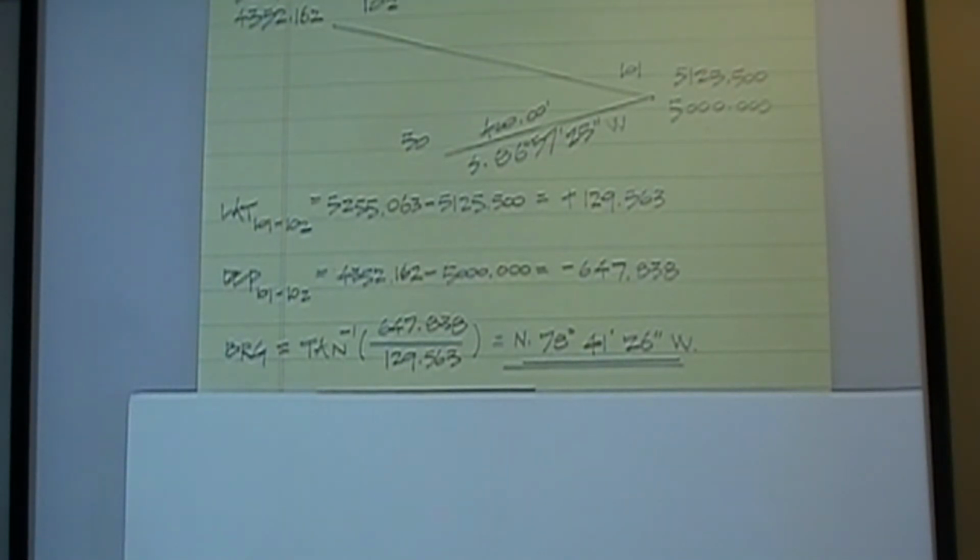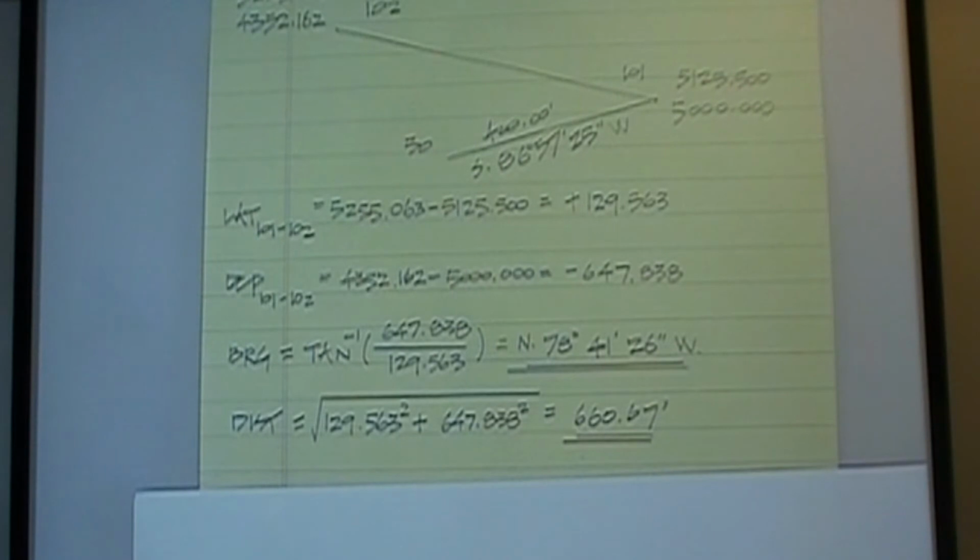Straightforward for distance. Distance is just the Pythagorean theorem, taking the latitude squared plus the departure squared. Again, don't worry about negative signs because they're going to come out anyway. And so we're looking at a distance of 660.67 and a direction of 78°41'26" northwest.